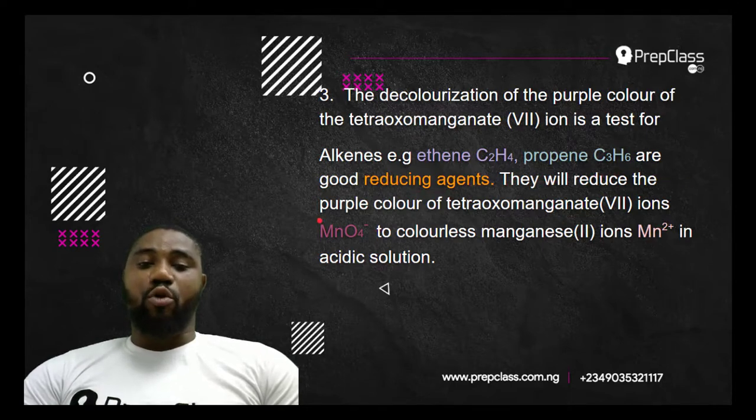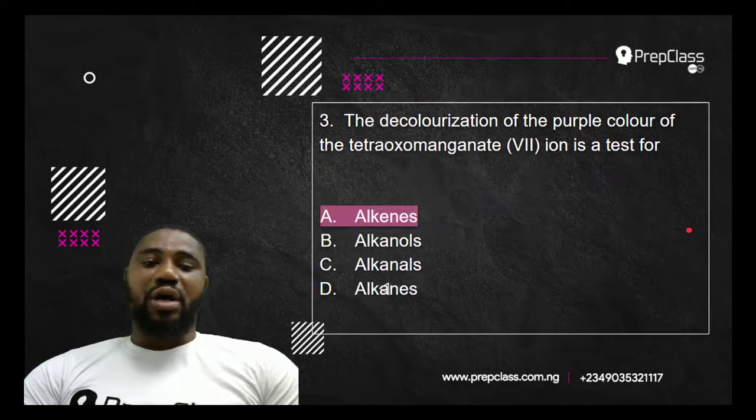They will reduce the purple color of tetraoxomanganate 7 ions, which is MnO4, to colorless manganese 2 ions, which is Mn2+ in acidic solution. So alkenes reduce MnO4 from purple color to colorless in acidic solution, showing you that it's a reducing agent. If you calculate the oxidation state of manganese here, it's plus 7, but here it is plus 2. That simply means alkenes has reduced it from plus 7 to plus 2. It's only a reducing agent that does that. So the correct answer here is alkenes.